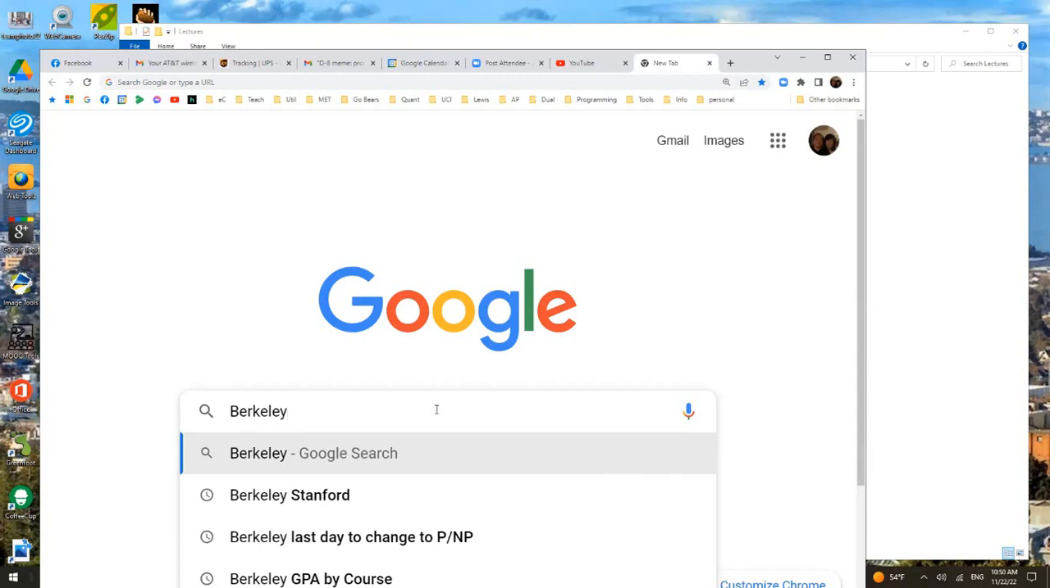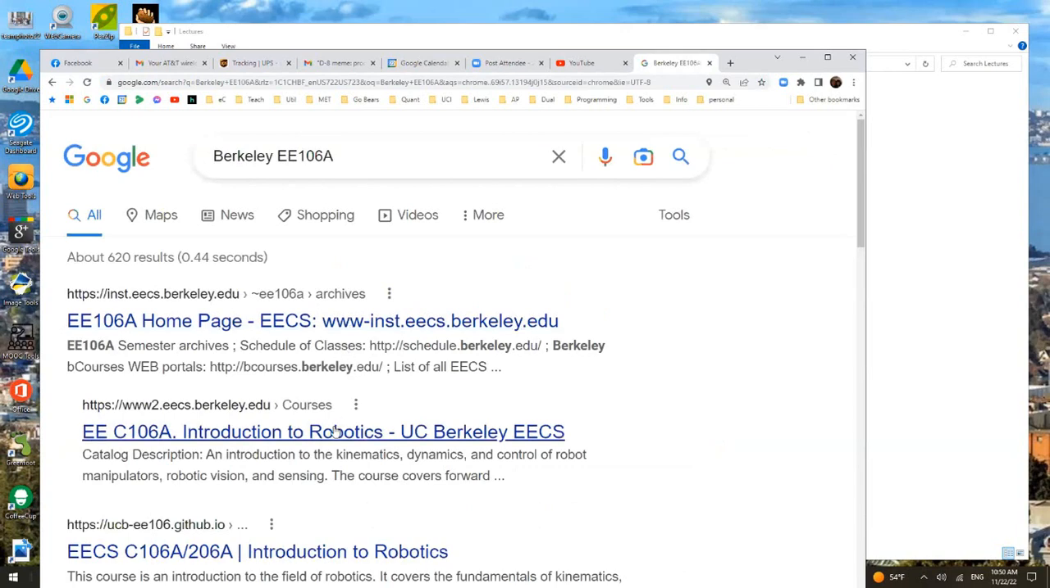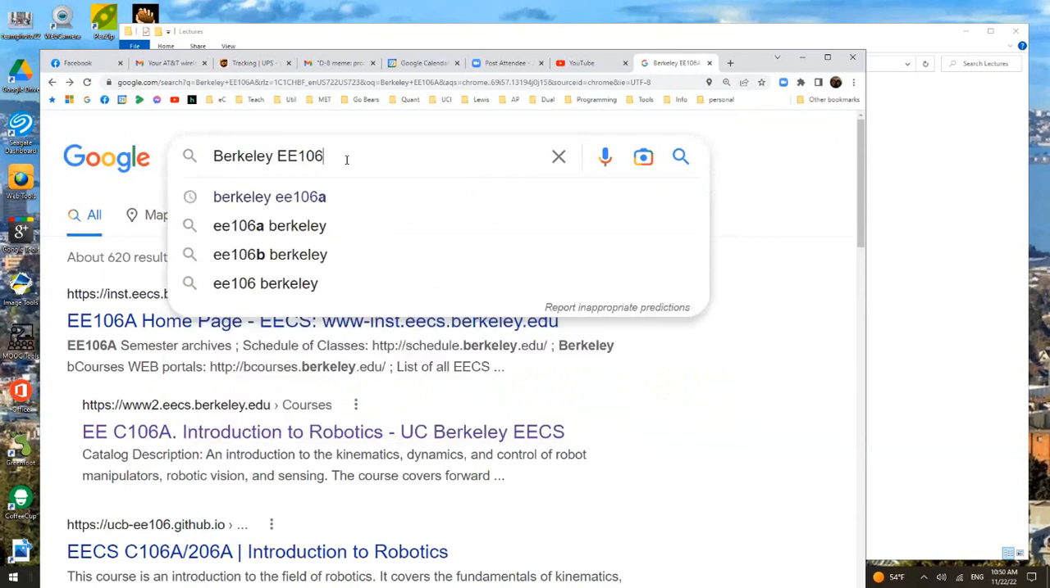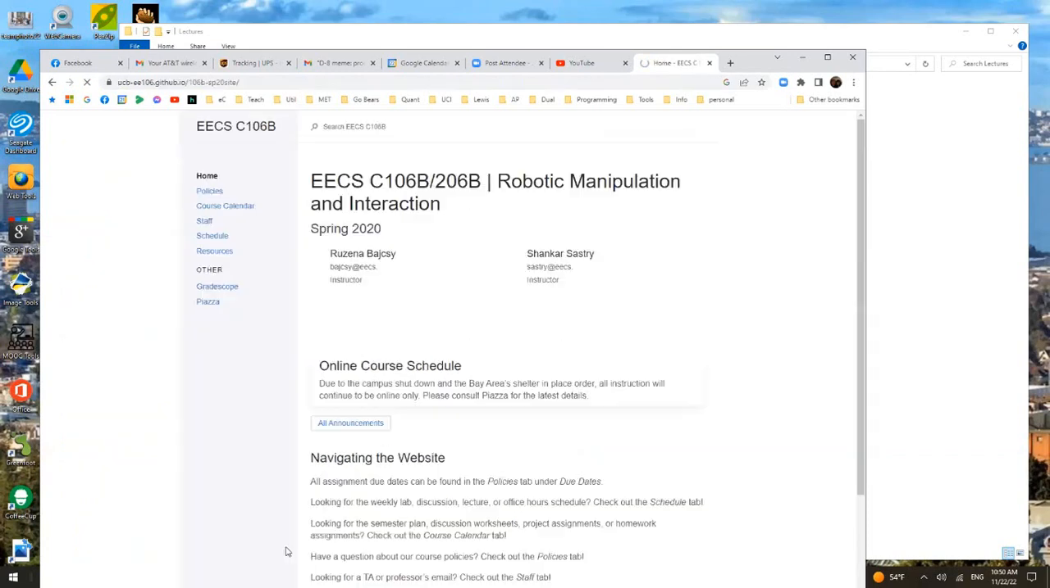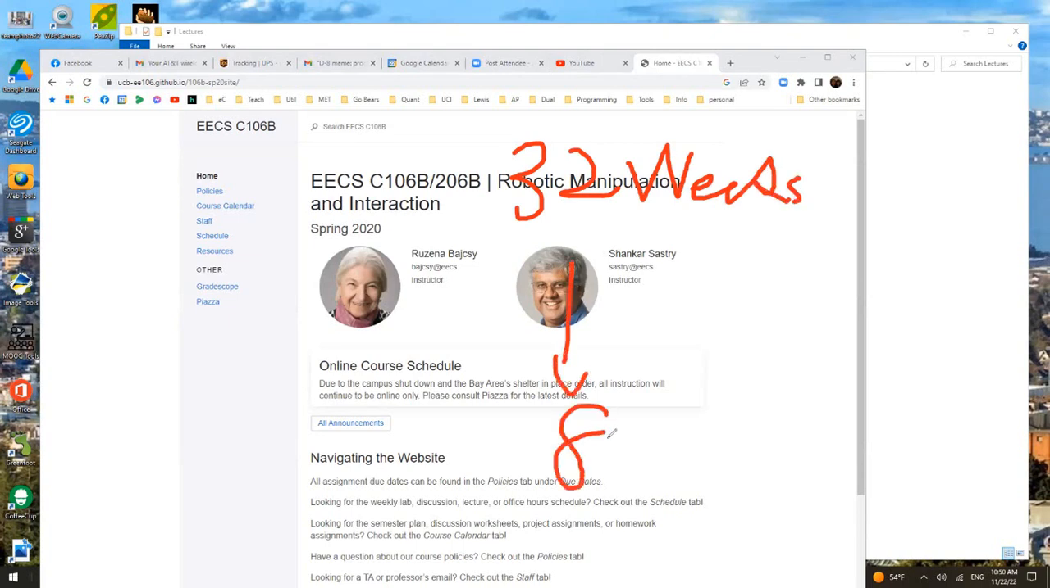So let's look at Berkeley EE 106. That's a 16-week introduction to robotics, one semester, and there's an EE 106B. So the whole robotics has two semesters, which is 32 weeks, and we are trying to squeeze them into an 8-week accelerated course. So we don't have that much time.